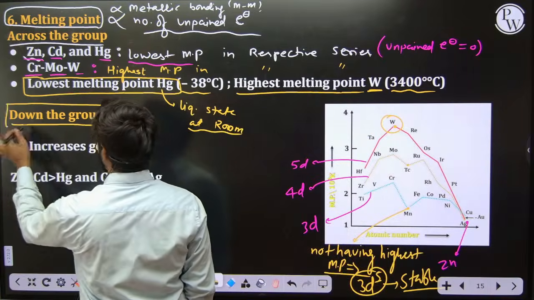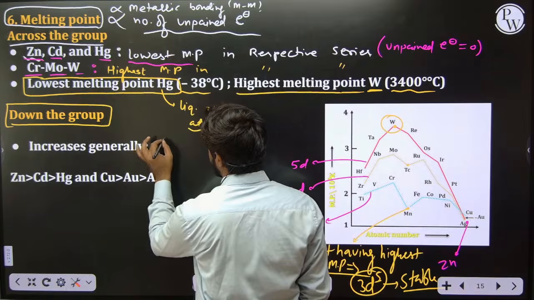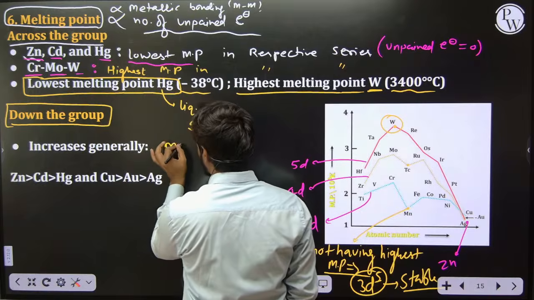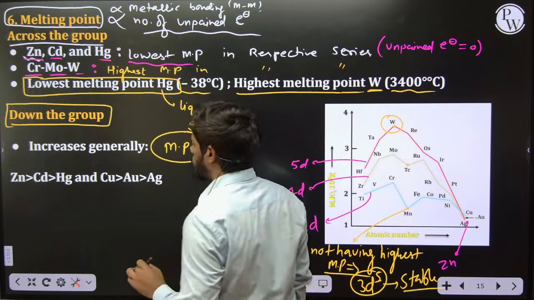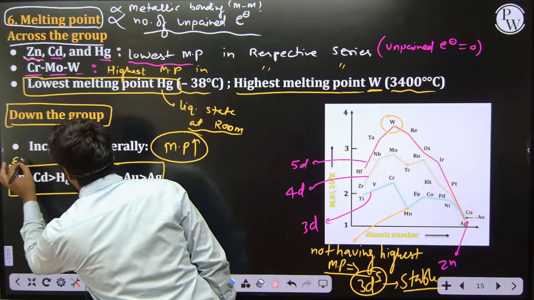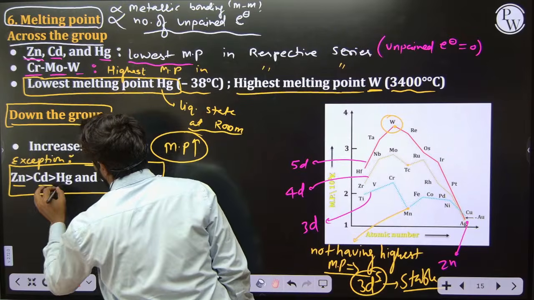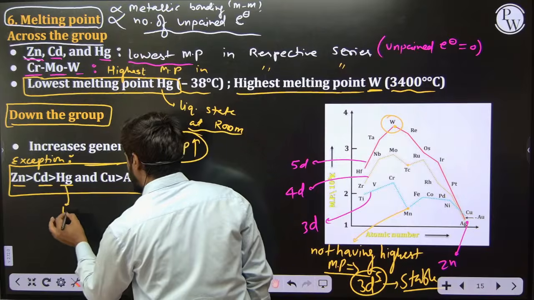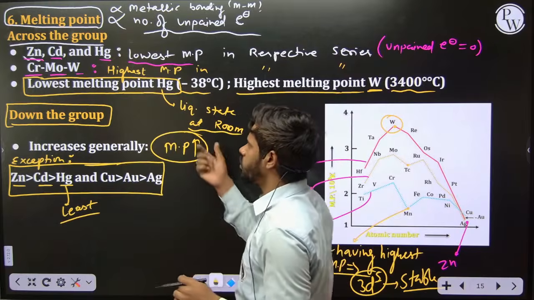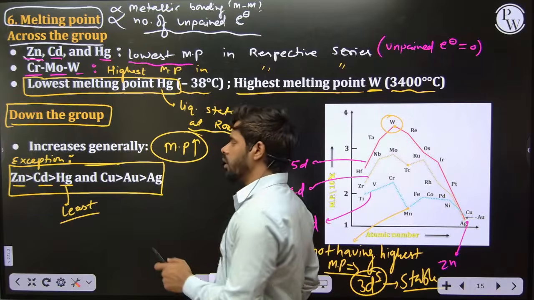Next, down the group, the melting point generally increases as we move down the group. But in some cases it does not increase. These are the exceptions that should be remembered. Zinc is higher than cadmium, which is higher than mercury. So mercury has the lowest melting point among the d block elements, and that we have to remember.